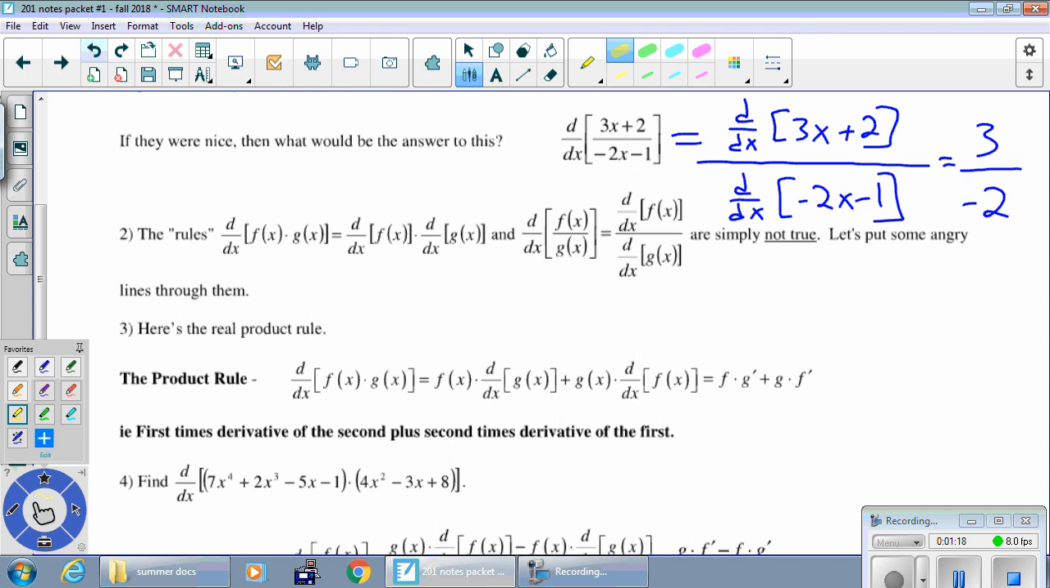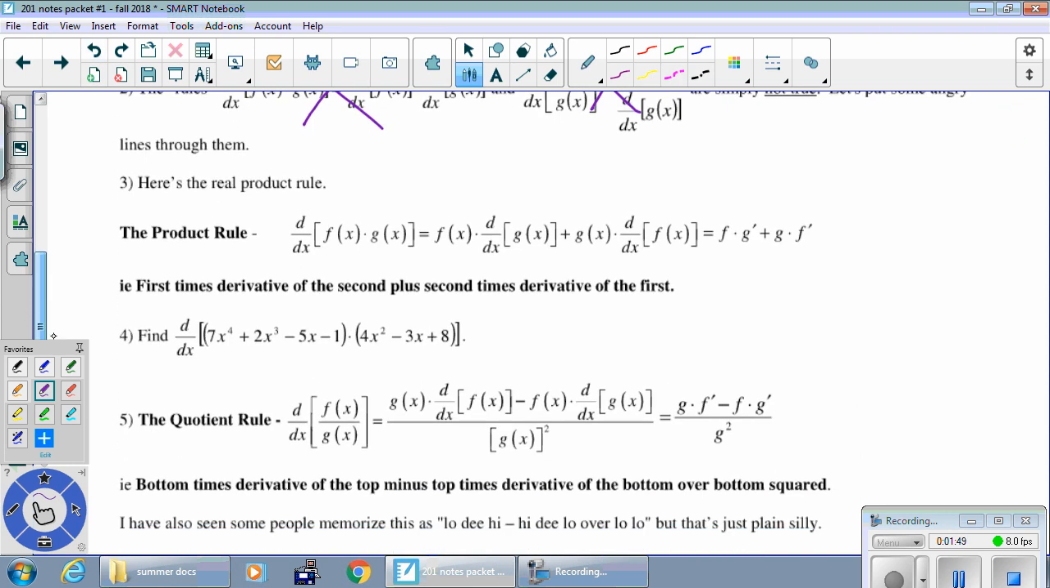So unfortunately, things are just not as good with products and quotients as they are with sums and differences. So this hopeful equal sign is a big old no, it just does not work. So the wrong rules: the derivative of f times g is maybe equal to the derivative of f times the derivative of g. That's no good. And the one that we just applied is right here, where we just separate over division, and it is simply not true. So let's put some big lines through these things. That's no good. That's no good.